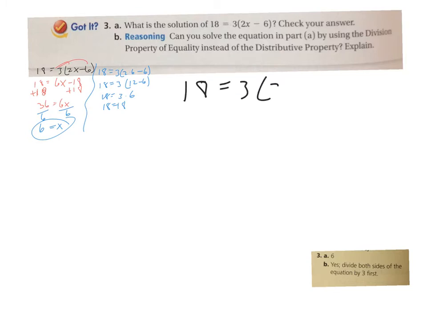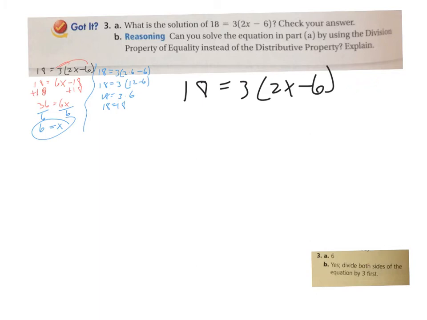18 equals 3 times 2x minus 6. It's only going to work if the entire side right here is multiplied by something. If there was anything outside of here, like a plus 2 out here, that doesn't work, what I'm about to do, unless you subtract the 2 off first. But that's not this problem.